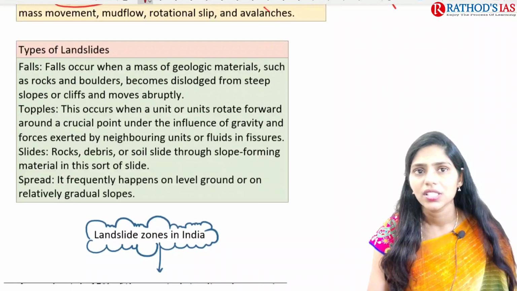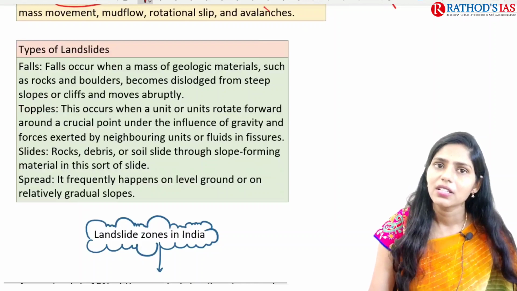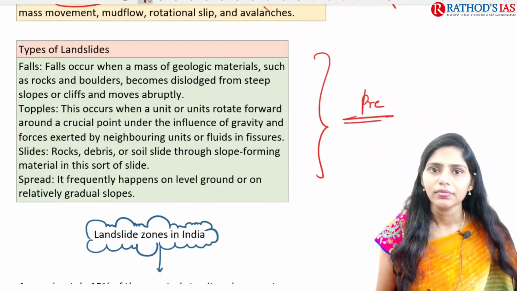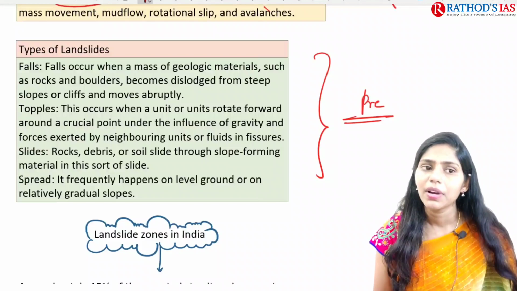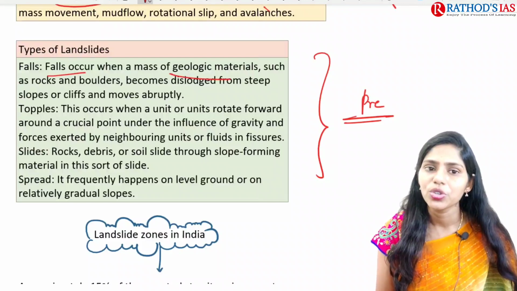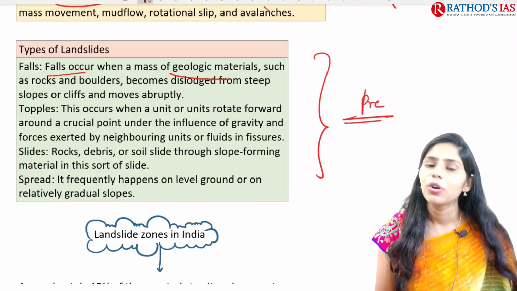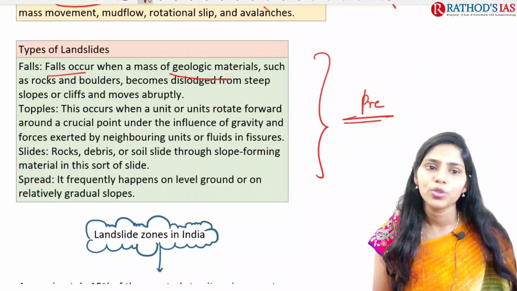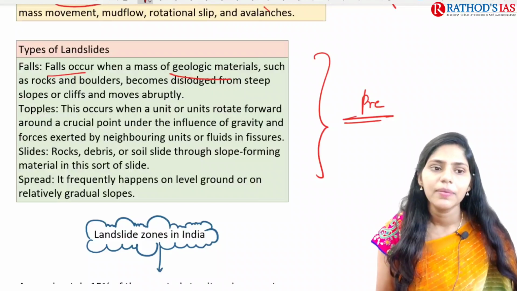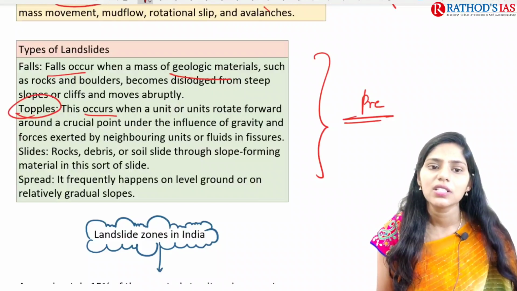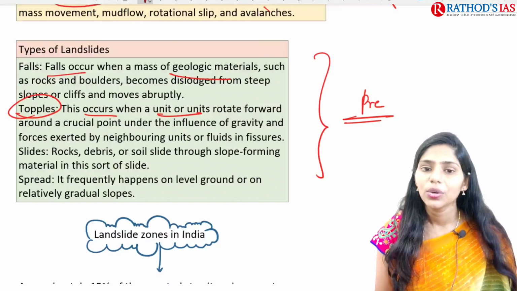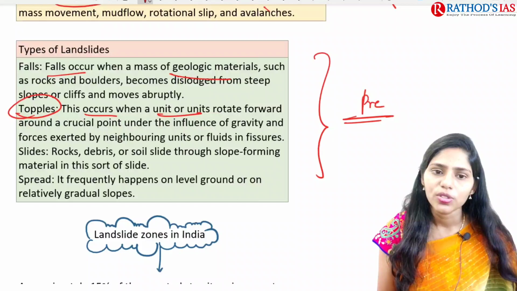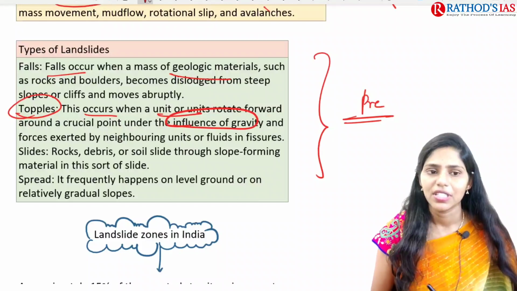The first one is falls, second one is topples, slides and spread. So this part is very important for your prelims. Falls means nothing but falls occur when a mass of geologic materials, for example rocks, boulders, become dislodged from steep slopes or cliffs. They move abruptly. And topples means this occurs when a unit or units rotate forward around a crucial point, and it is also because of gravity.